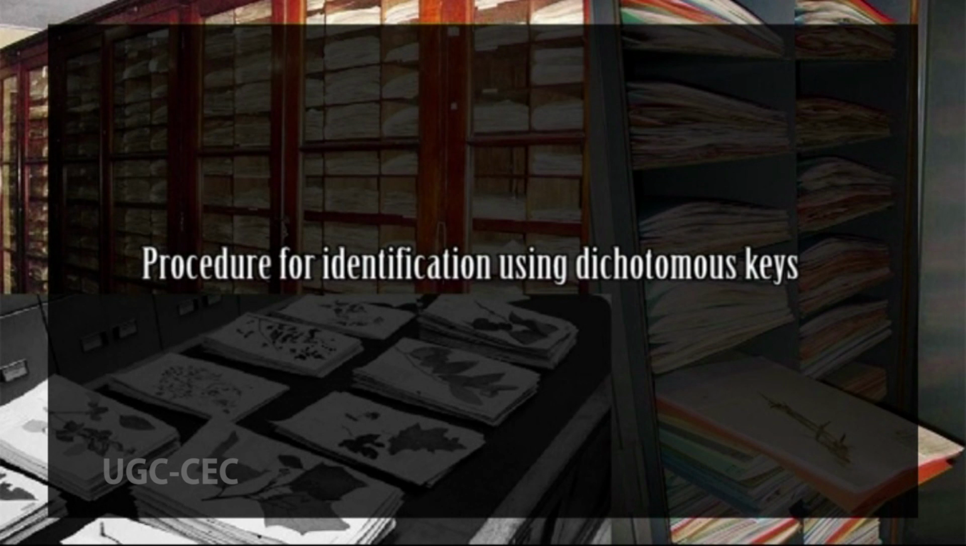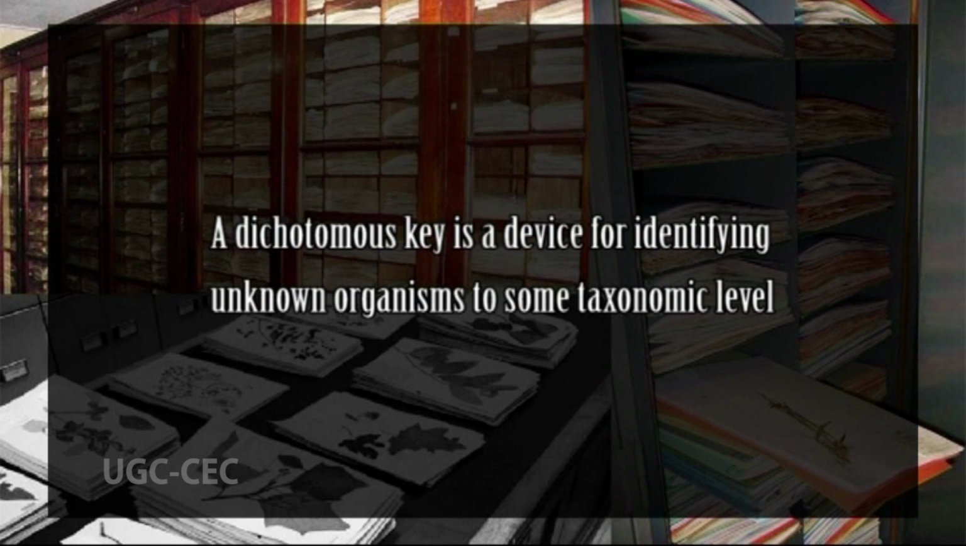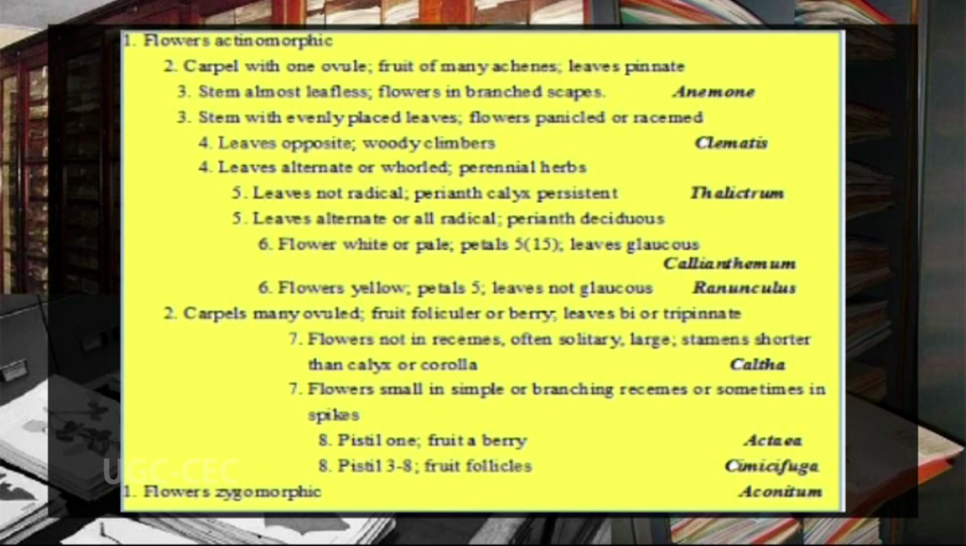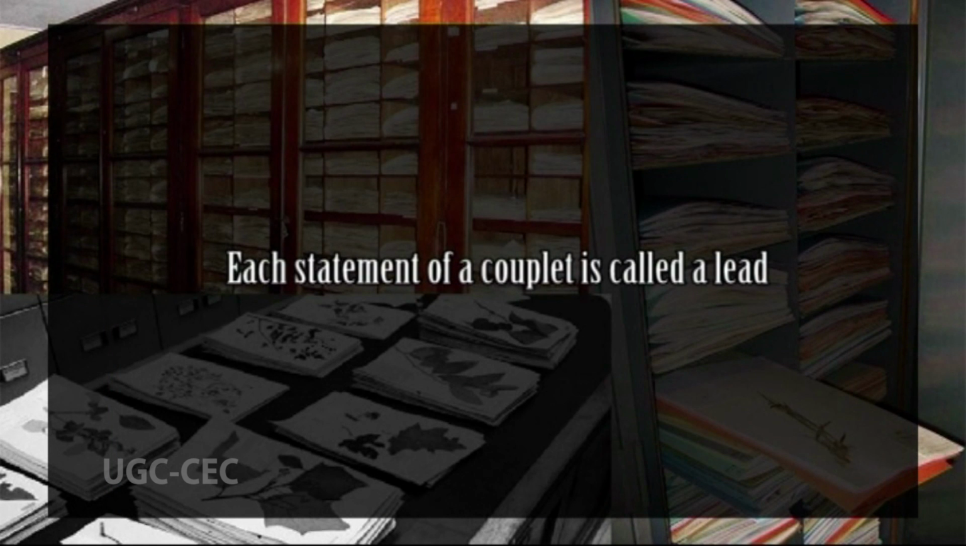Now, we discuss the procedure for identification using dichotomous keys. A dichotomous key is a device for identifying unknown organisms to some taxonomic level, that is up to species, genus or family level. It is constructed of a series of couplets, each consisting of two statements describing characteristics of a particular organism or group of organisms. Each statement of a couplet is called a lead.